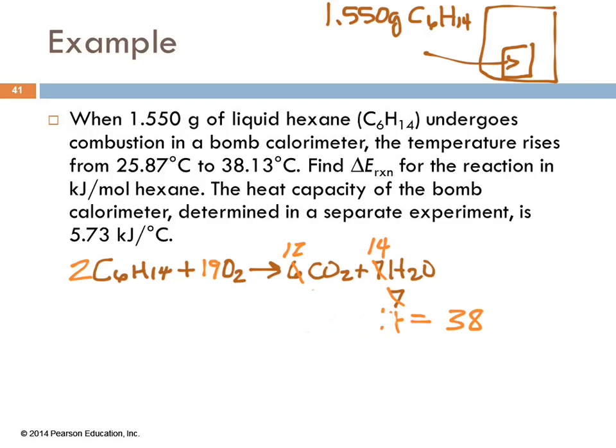We don't need this anymore. What else are they telling us? The temperature rises from this temperature to that temperature. So we probably need the change in temperature. We could figure that out. Maybe blue. So delta T, it's always the final minus the initial, from 25 to 38. So 38 is the final, 38.13 minus 25.87.